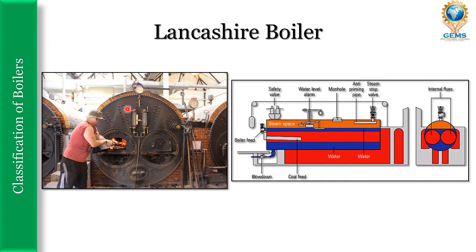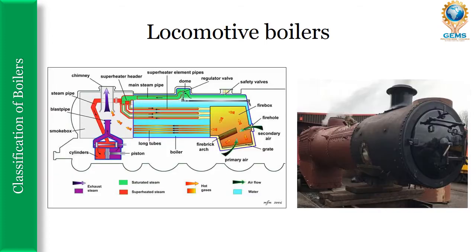This is how the actual Lancashire boiler looks. We'll see the Lancashire boiler in detail later in part 2 or part 3. And this is how the locomotive boiler looks. Majorly it is used in train engines. In previous steam type train engines, we used these locomotive boilers. So this is how it looks.